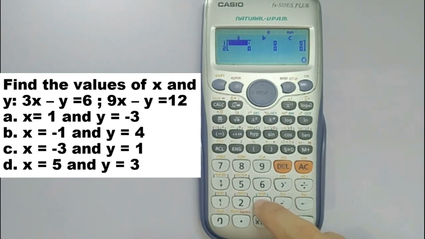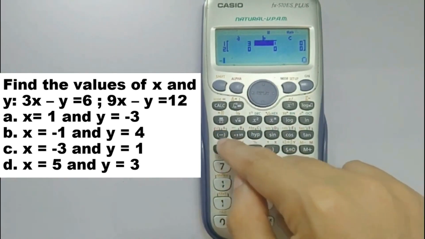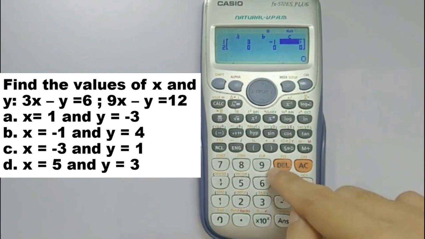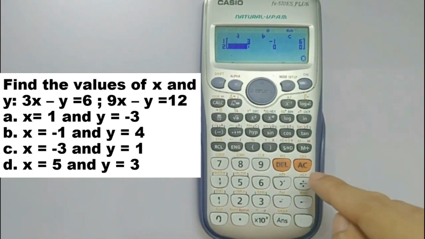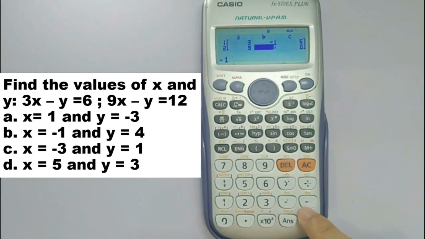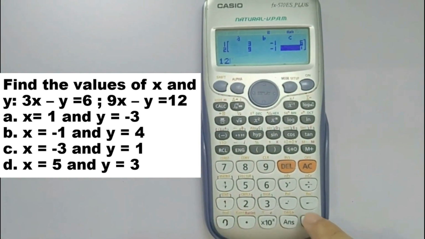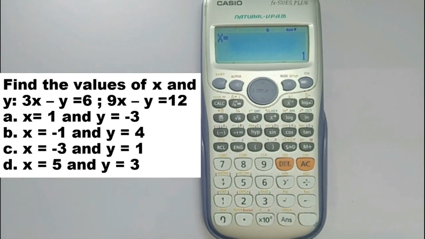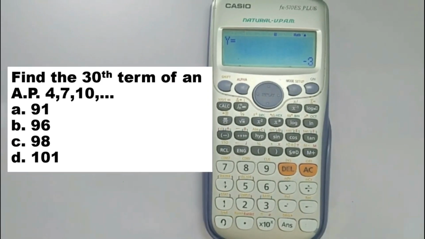So, for the first equation, you have 3, negative 1, and 6. For the second, you have 9, negative 1, and 12. So, equals. So, for x, you have 1, and for y, you have negative 3. So, that is letter A. So, next problem tayo guys.